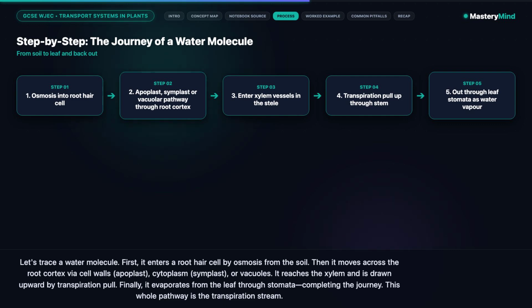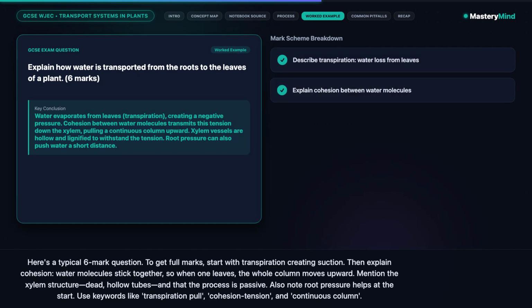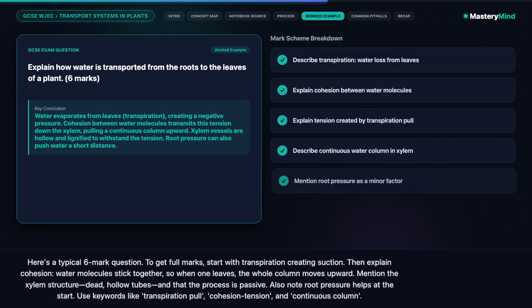Here's a typical 6-mark question. To get full marks, start with transpiration creating suction. Then explain cohesion. Water molecules stick together, so when one leaves, the whole column moves upward.